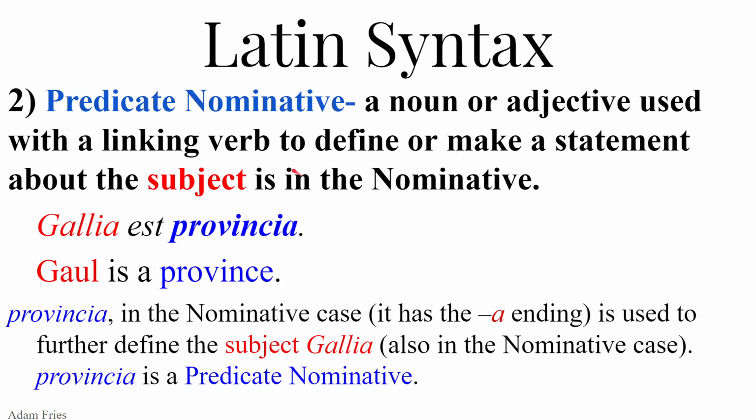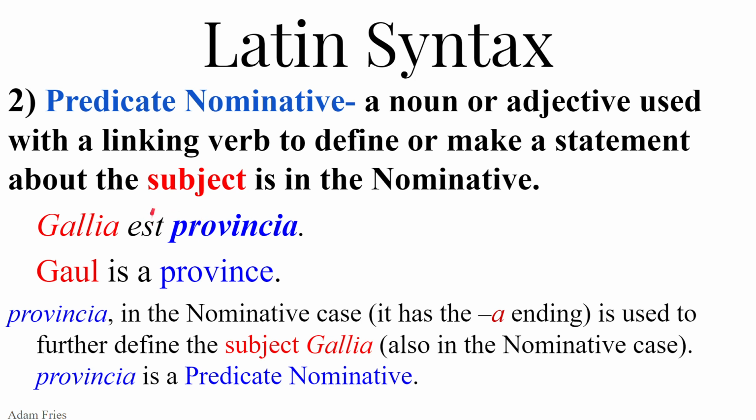The predicate nominative is another reason, job, or function of the nominative case. And it's pretty easy to remember that because the word nominative is in it. The predicate nominative is a noun or an adjective used with a linking verb, so is or are, to define or make a statement about the subject. So we're going to be using linking verbs. Gallia est provincia. So est, there's your verb. It's a linking verb. It acts like an equal sign. We're saying that thing X equals thing Y.